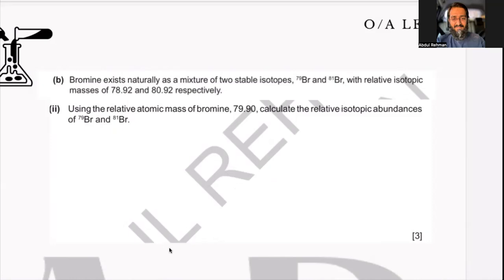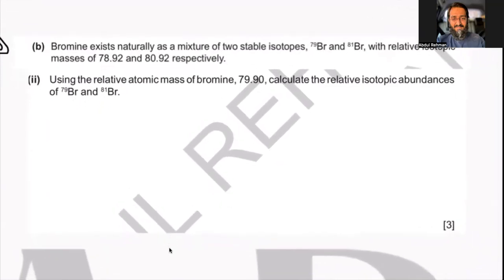So there are two isotopes. For each one, if you are taking the one as X, then what would be the other one? But you are sure that X plus 2 is the difference in their masses. So why are you making that difference in the percentages?